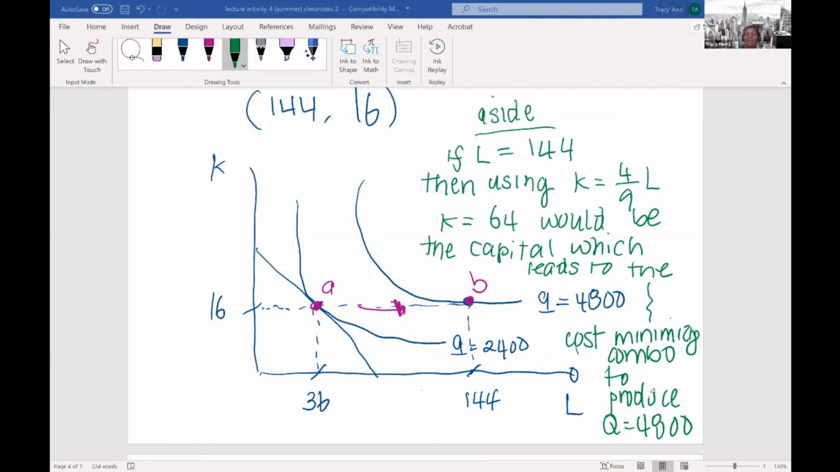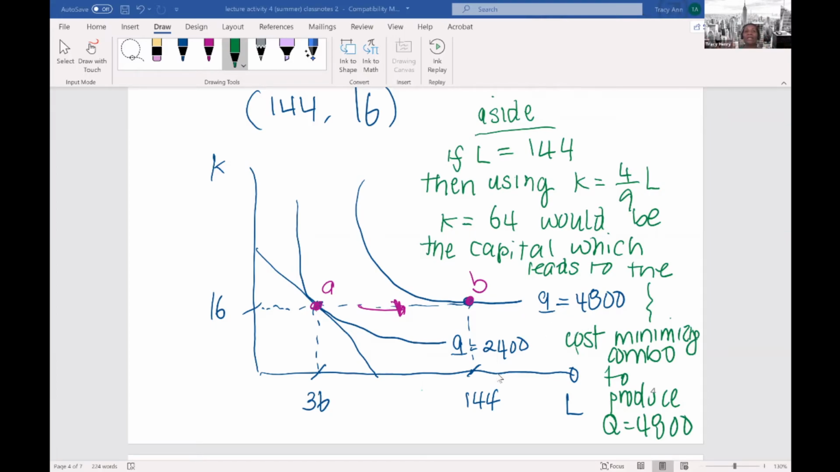But besides that, the point that I was trying to make right here is that if we stare at this graph, the first thing is, if you try to use an isocost that is parallel to the one that we already have and try to find that point of tangency, it will not occur at point B. And so if that point of tangency is not occurring at point B, then point B is not cost minimizing to produce 4,800.